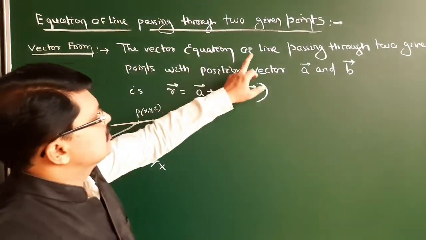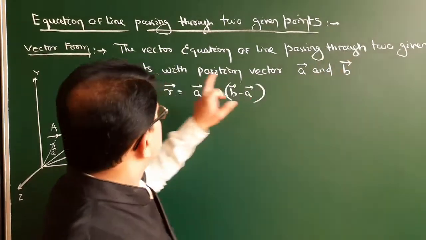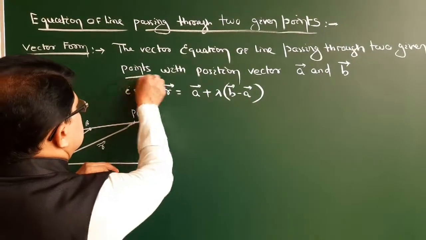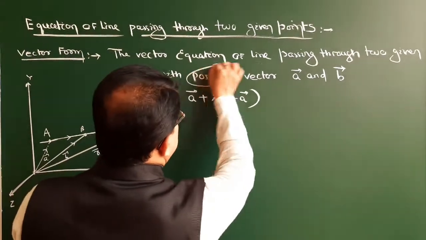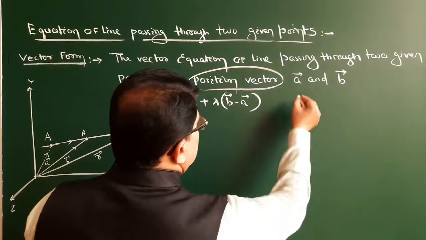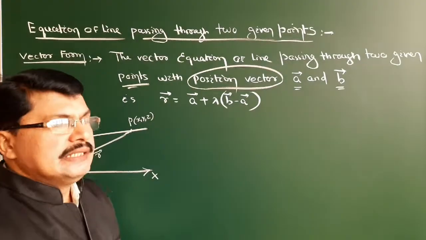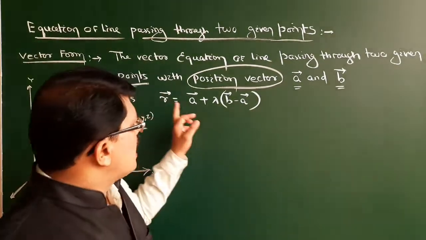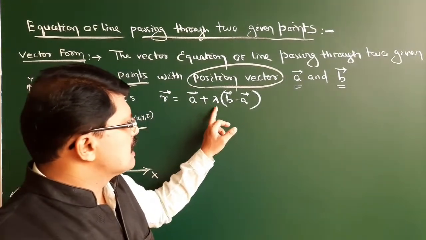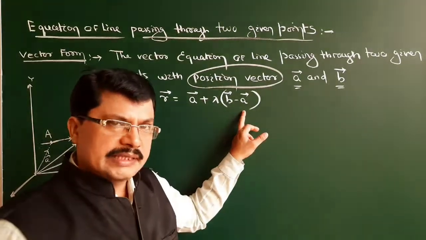The vector equation of a line passing through two given points whose position vectors are given, one is A vector and another one is B vector. In this case, the equation of the line is R vector equals A vector plus lambda into B vector minus A vector. Understood?